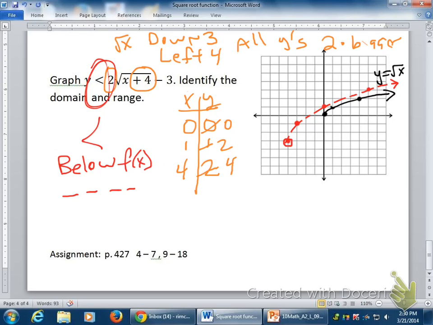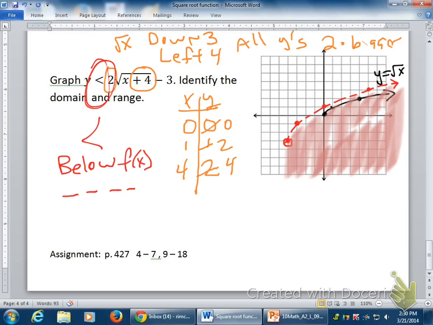And now, when I say below, what does it mean below? That means I'm going to shade it below. That's exactly right. Because this is a less than sign, I'm going to shade everything less than my graph. That's cool. New tricks. All right.